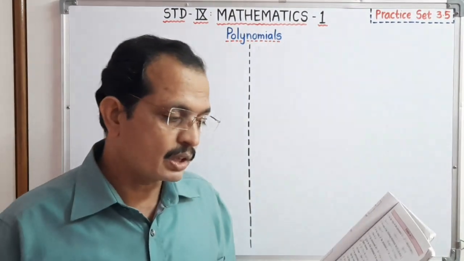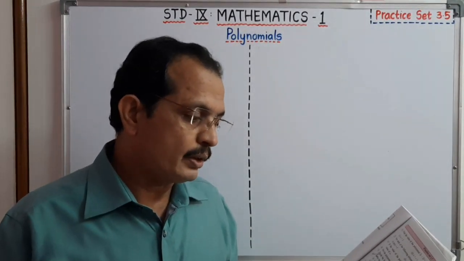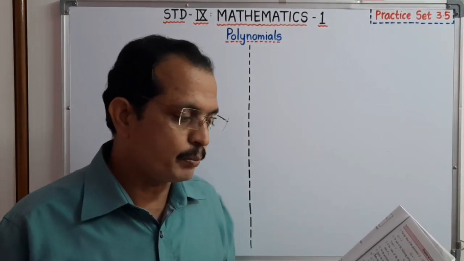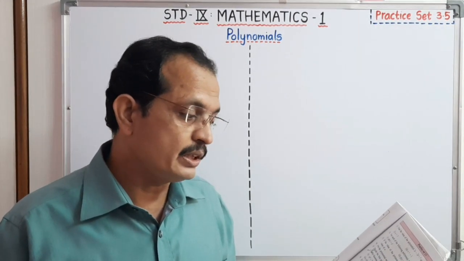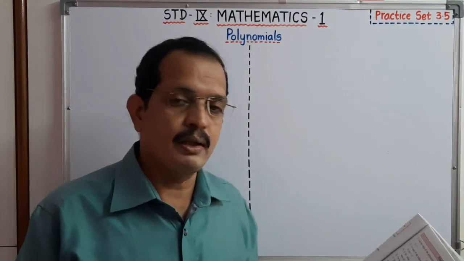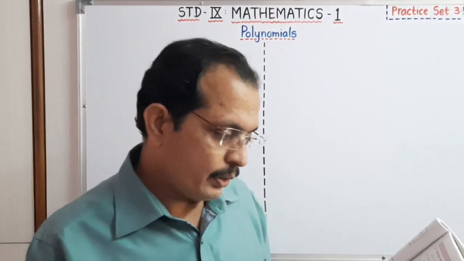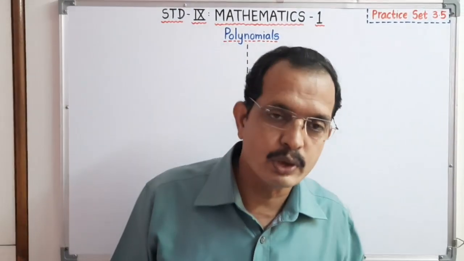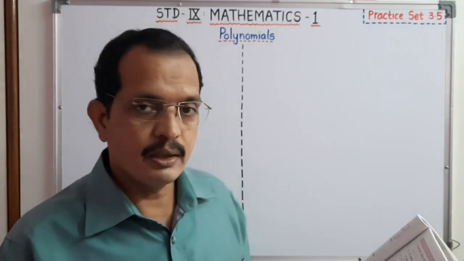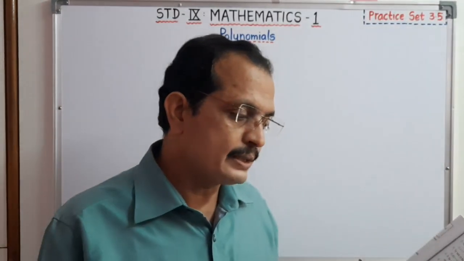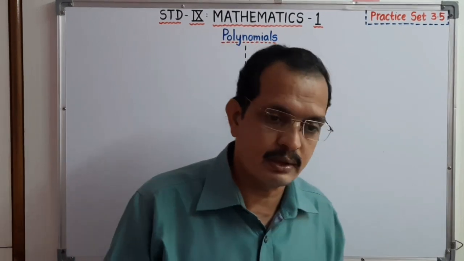Dear student, one correction we have to make here. Divide the first polynomial by the second polynomial and find the remainder using remainder theorem. In the book it is factor theorem. It is not the factor theorem, we have to use the remainder theorem.